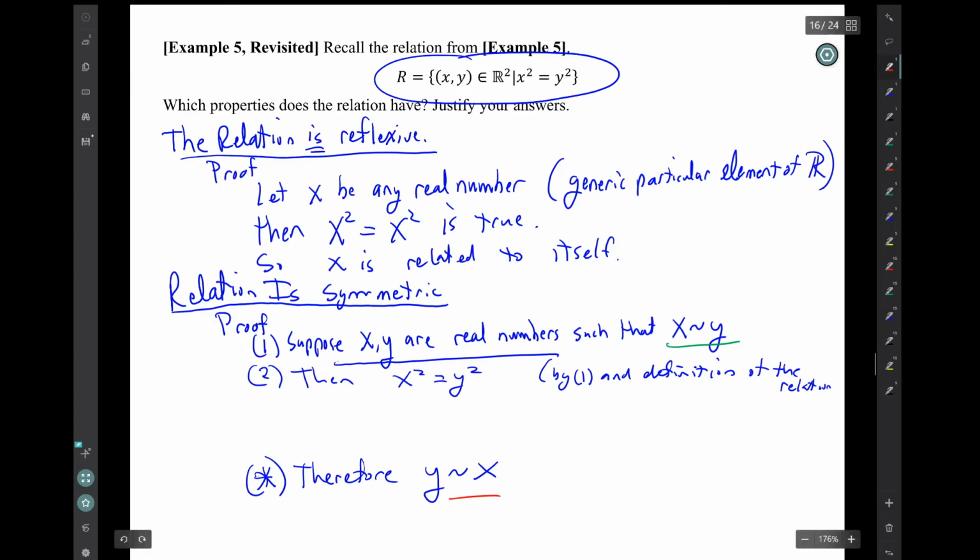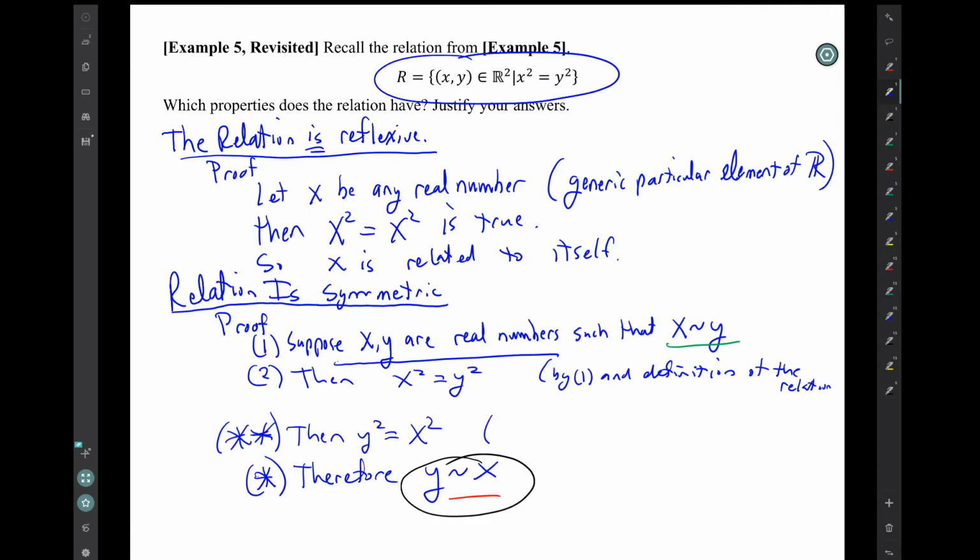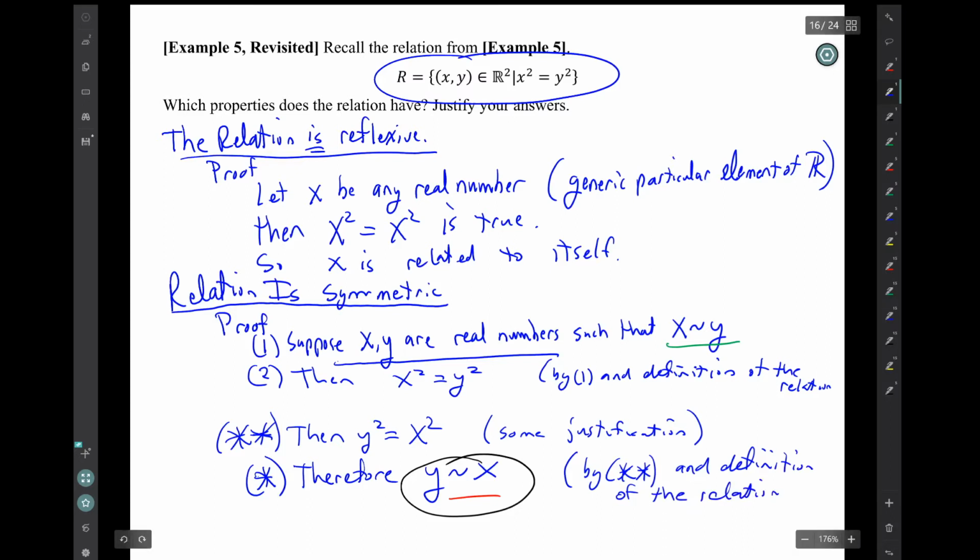But wait a second, let's look ahead at the end of this proof. Our goal is to get to there. To say that y is related to x is a defined expression. So we have no choice about what's going to have to precede this. We're going to have a statement that says y squared is equal to x squared with some justification. And then our justification for the final statement will be by the previous statement and the definition of the relation. So in going from statement 1 to 2, we unpacked the definition of the relation, and in going from statement double asterisk to statement asterisk, we're packing the definition back up. So we've narrowed our gap in our proof. Now we just have to get from statement 2 to statement double asterisk.